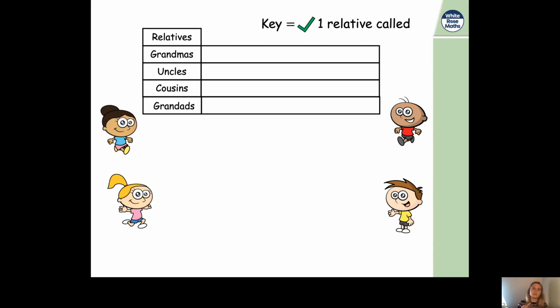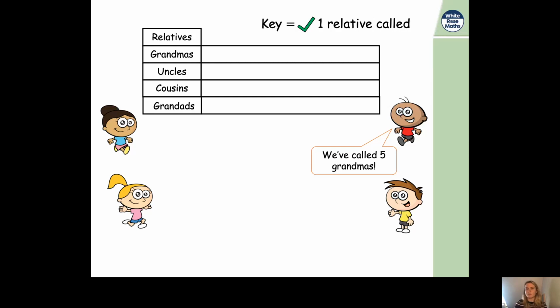So they've called some grandmas, some uncles, some cousins, and some granddads. Now, one tick in the key tells us that that is one relative, one family member called. So let's have a look what the first person has to say about their data. Okay, he said they have called 5 grandmas.